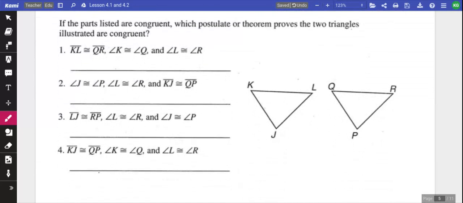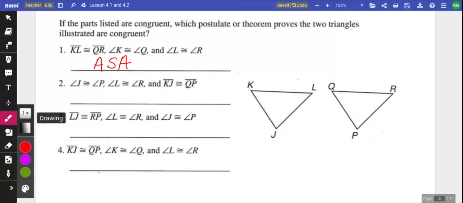So here we have these triangles, and it says, if the listed parts are congruent, which of the 4 postulates or theorems prove the triangles illustrated are congruent? So first one we have is KL and QR, angle K, angle Q, angle L, angle R. So I can see that it's 2 angles and the side in between them. So it's angle, side, angle. The next one says J and P, L and R, and KJ and QP. So this time the side marked is not in between the angles. So this one is angle, angle, side, outside.